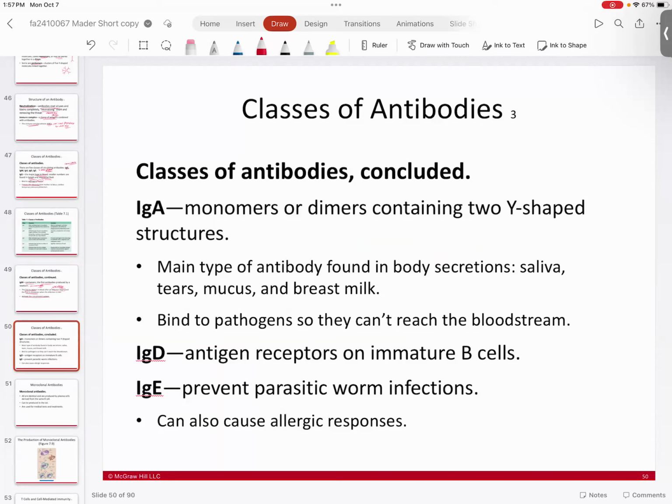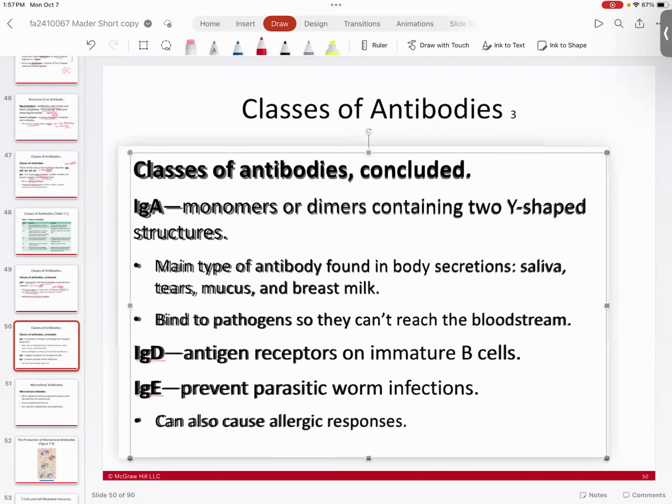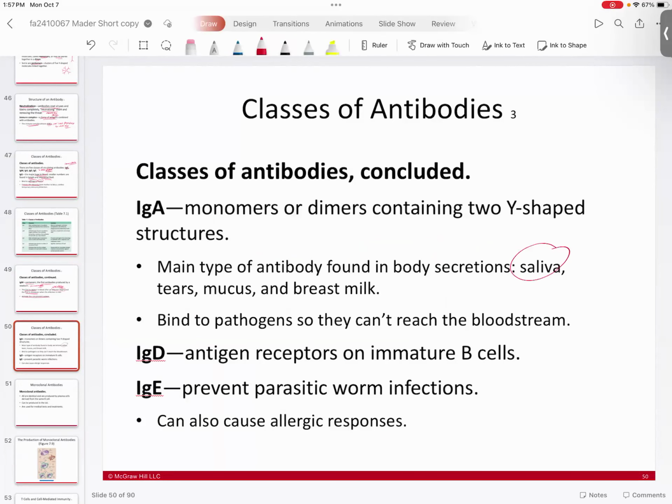IgAs typically are coming across as either monomers or dimers. And so they'll have a Y-shaped type of antibody. Generally speaking, these are the ones that are kind of standing guard at major entry points in your body. For instance, in your saliva or your tears, your mucus, your breast milk, these are all areas where you can get entrance of outside things, right? So your saliva, obviously, because you're putting things from the outside world into your mouth. And so you typically have IgAs there for any kind of pathogenic entrance. So if you just basically ate a bunch of bacteria, your IgAs start to go to work.